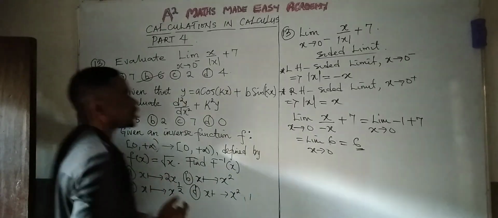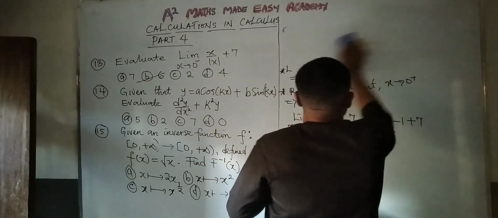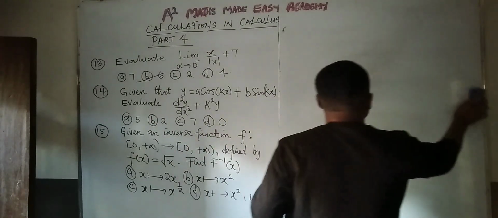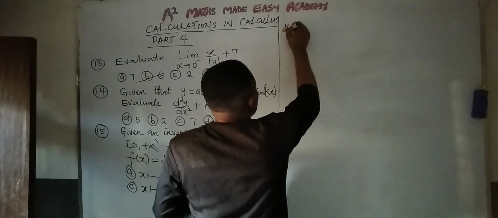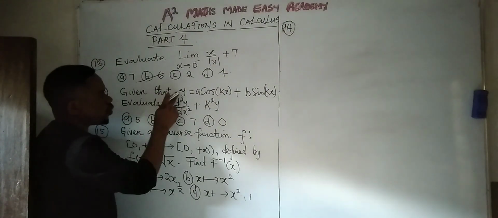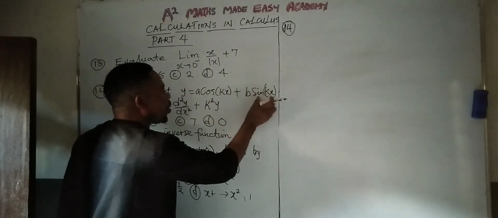Now can we move to question number 14? Let us exactly look at question number 14 and know what we are talking about. Now watch. The question says, given that y is a cos kx plus b sine kx.